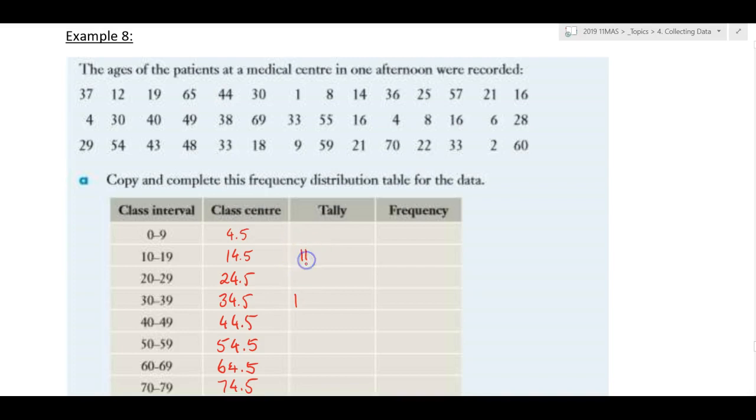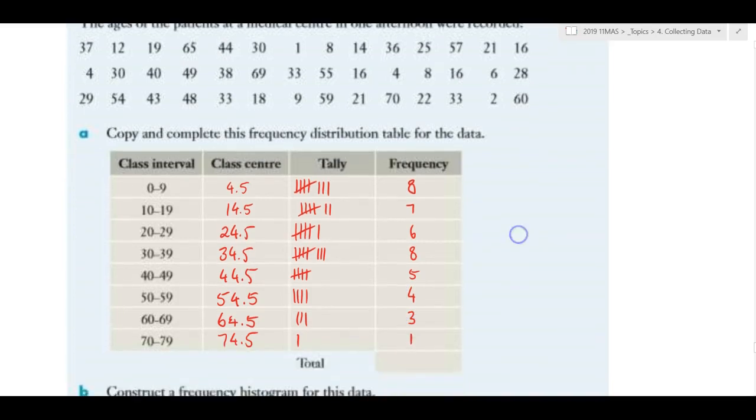And I know what you're thinking. You're thinking, Stan, this is going to take a very long time. But look, magic, filled in. There we go. Now we need to fill out this frequency column. And really, I just count up my tally marks. So that's an 8, a 7, a 6, an 8, a 5, 4, 3, and 1. Okay. It's a good idea to have a total here. And if I add these numbers up, I think we get 40.